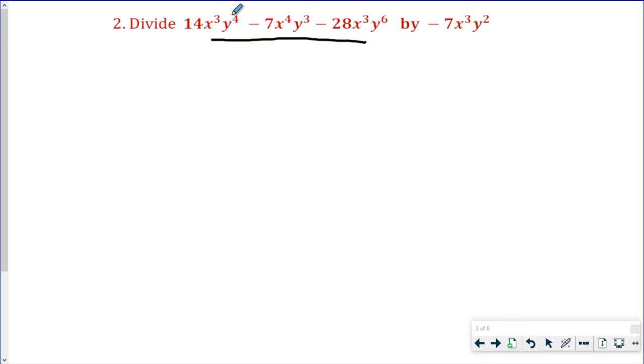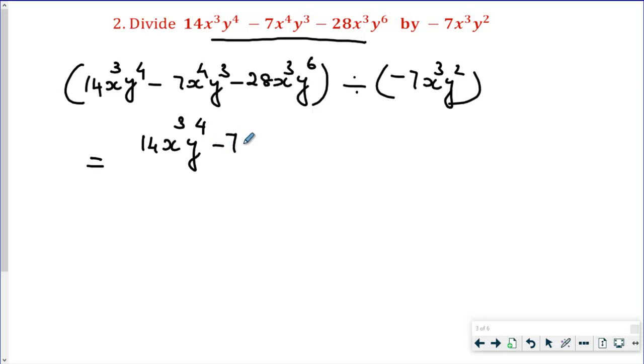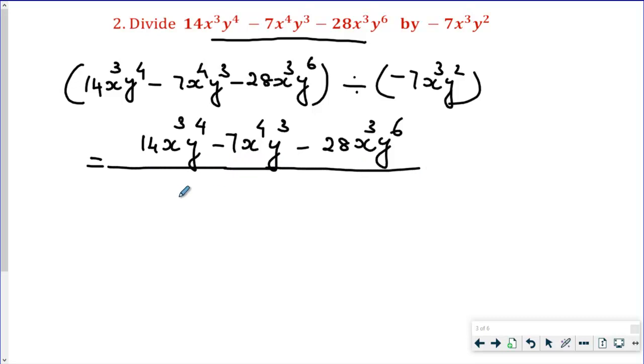Now, x cube y power 4 minus 7 x power 4 y cube minus 28 x cube y power 6. We want to divide this polynomial by the next polynomial, minus 7 x cube y square. For this division, the same way, first you write the first polynomial in the numerator, that is 14 x cube y power 4 minus 7 x power 4 y cube minus 28 x cube y power 6, the whole divided by minus 7.